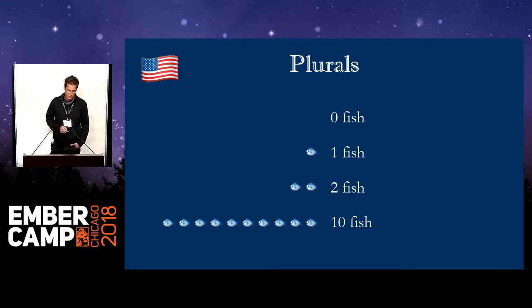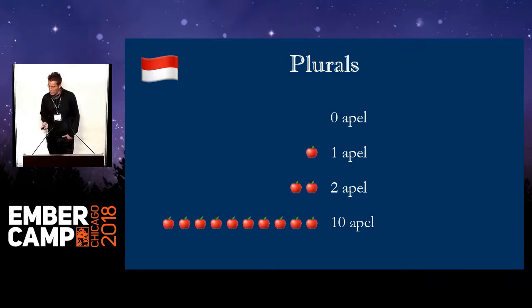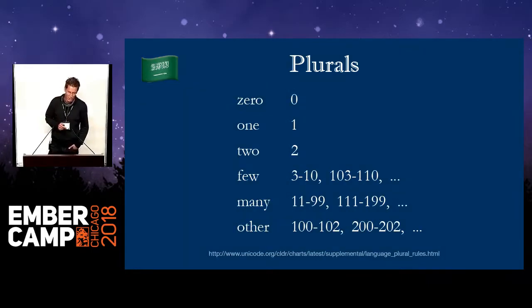I got another example, still apples, this time from Indonesia. They have 0, I'm guessing it's called apple, I don't know, 1 apple, 2 apple, and 10 apple. So they don't have a plural form. There is just one form. So if you want to learn Indonesian, it's somewhat easy, I guess. Then contrast that with Arabic. They have 6 different plural forms.